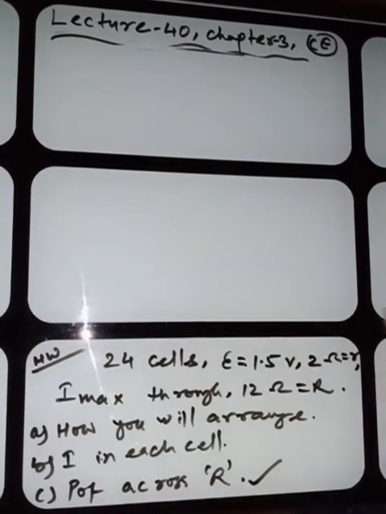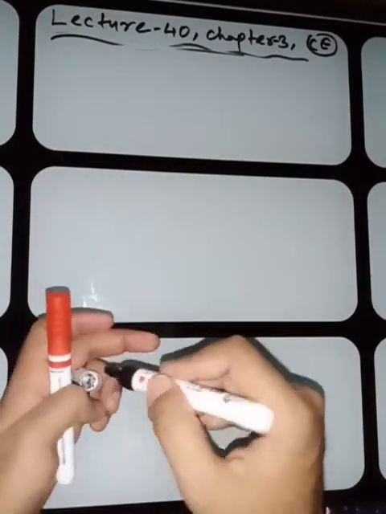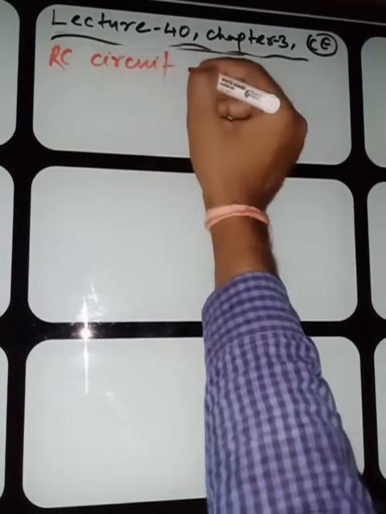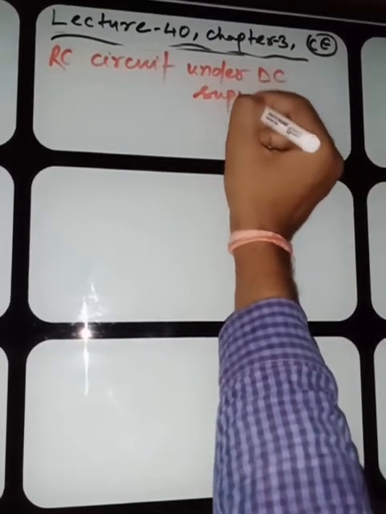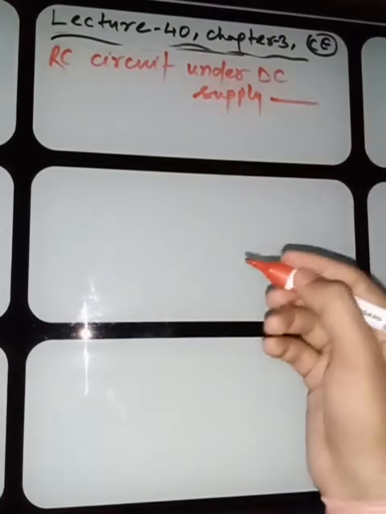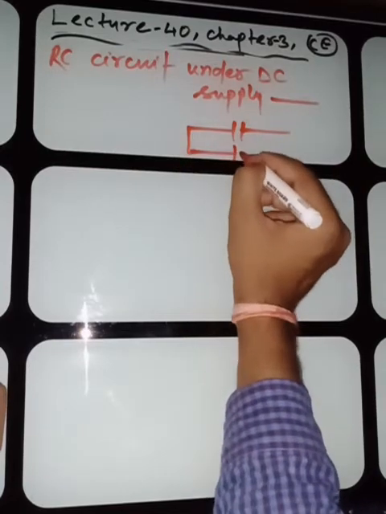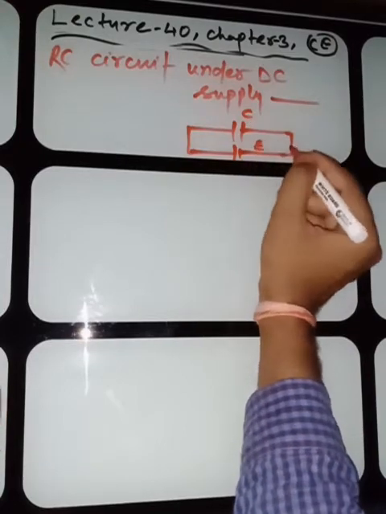Next topic today we are going to start. It is the RC circuit under DC supply. Okay, RC circuit under DC supply, that we will supply DC current to a capacitor. This is the capacitor and this is the EMF E.